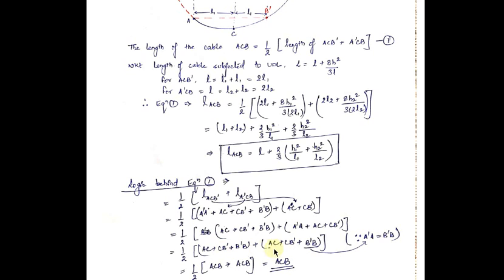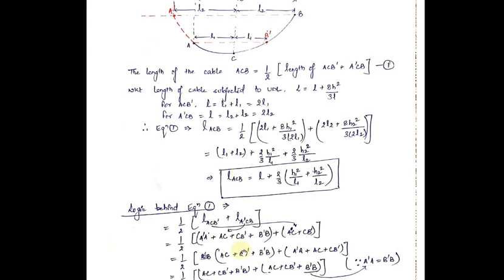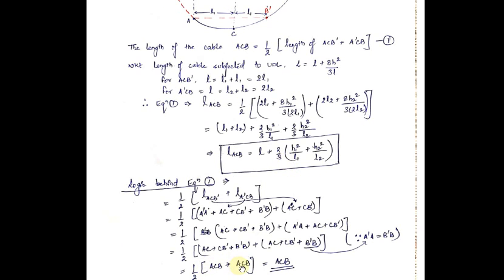So I will get these two terms. The term AC plus CB dash plus B dash B will give you ACB. And this term also, AC plus CB dash plus B dash B, will also give you ACB. So I can write this as ACB plus ACB, which means twice of ACB. So 2 gets cancelled out, and you will get the length ACB. That's why I'm writing the length of ACB as half of the length of ACB dash plus A dash CB.